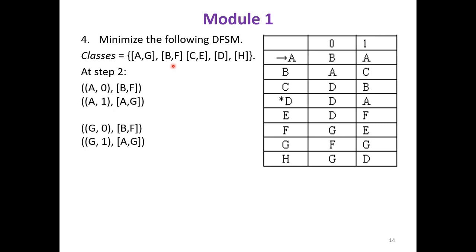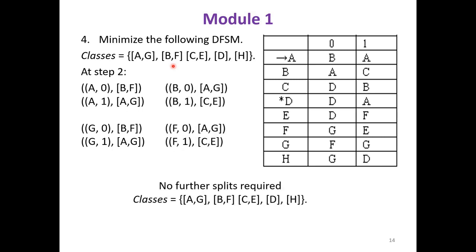So again find out A0, A1, G0, G1, B0, B1, F0, F1. A0 is going to B, and B is in the BF class. A1 is going to A, which is in the AG class. In this way, you can see A and G belong to the same pattern. Similarly, B and F belong to the same pattern. So no more split is required. Finally, the classes obtained are AG, BF, CE, D and H.